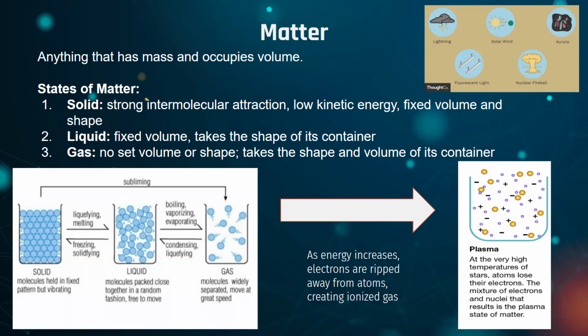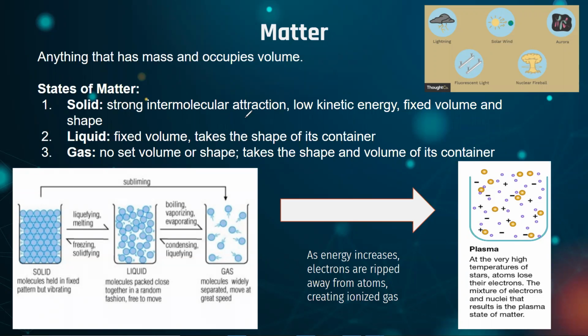So to start out, we're going to talk about matter. Matter being anything that has mass and occupies a particular volume. So we have the three main states of matter being solid, liquid, and gas. Solid matter is going to have strong intermolecular attractions between whatever molecule or atom happens to be present in that solid. They have low kinetic energy because solid atoms, solid molecules, anything like that, they're not going to be moving around, and kinetic energy is the energy of movement.